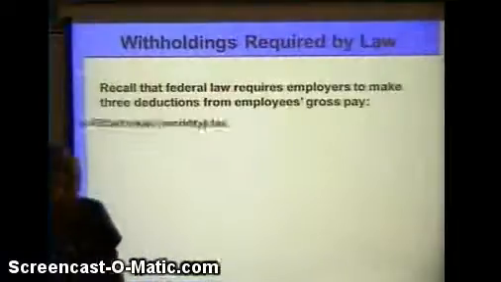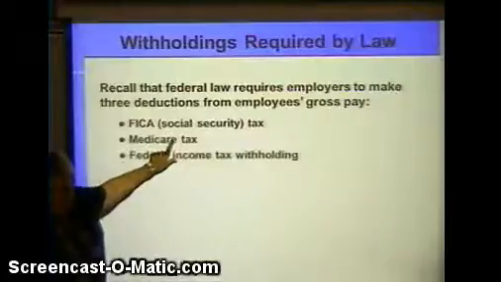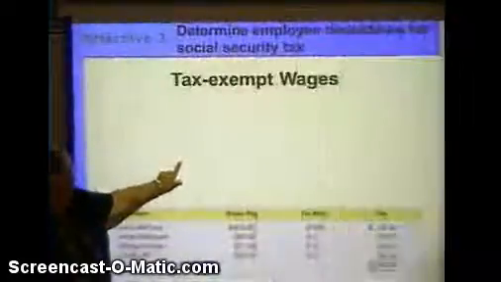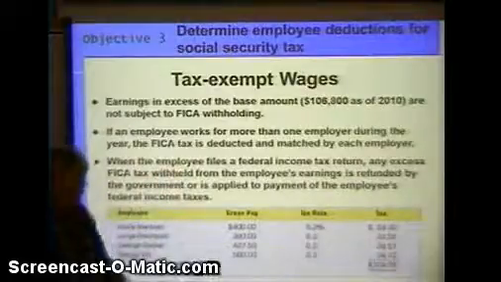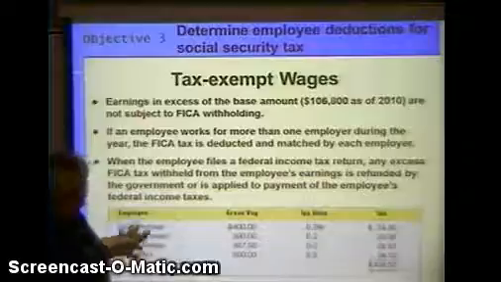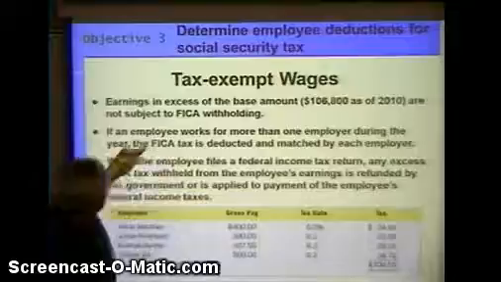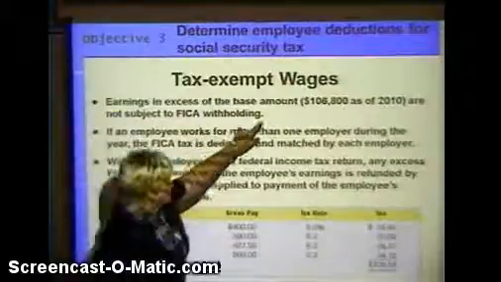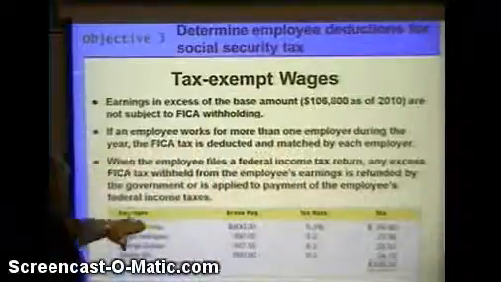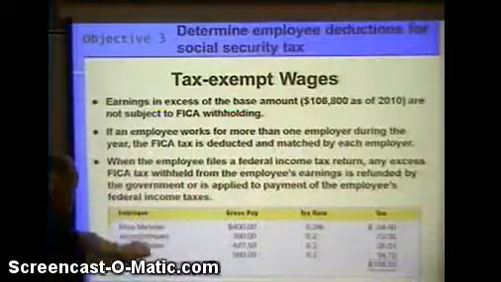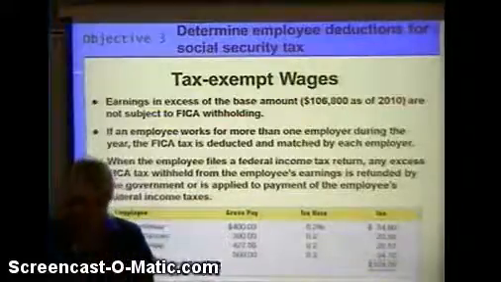All right. So we have to take out Social Security. We have to take out Medicare. We have to take out income tax. So let's look at how we would do that. Again, if they make over this amount in a year, we don't take off the Social Security. We're looking at an employee who's working here. We have the gross pay for these employees, and we're just looking at right now figuring their Social Security amount.